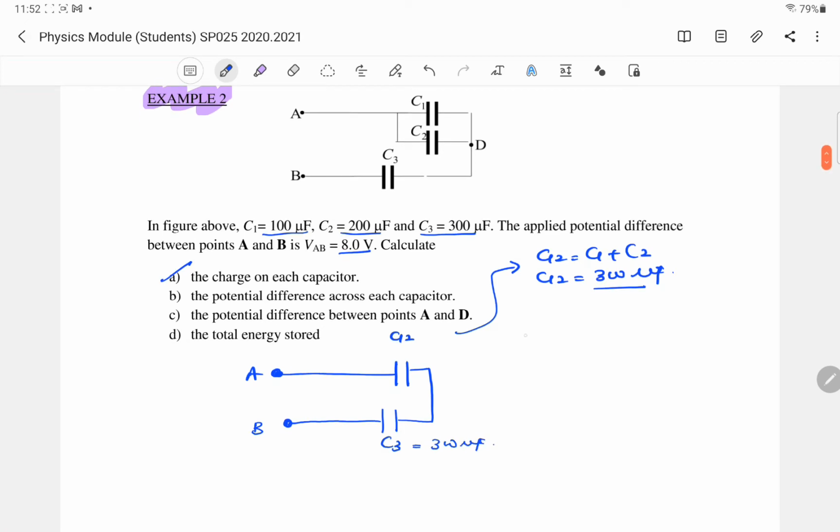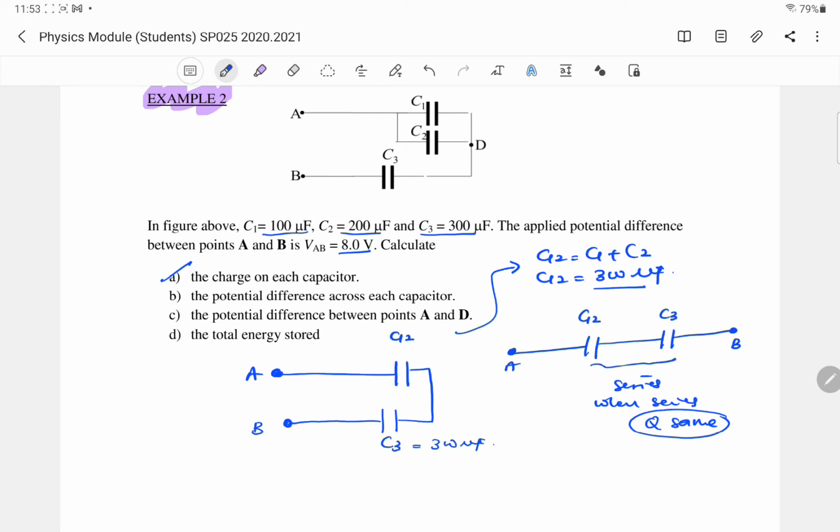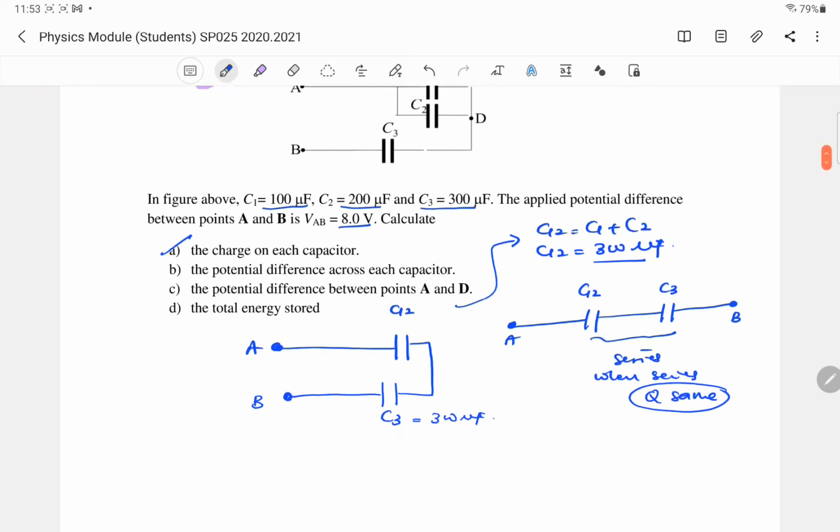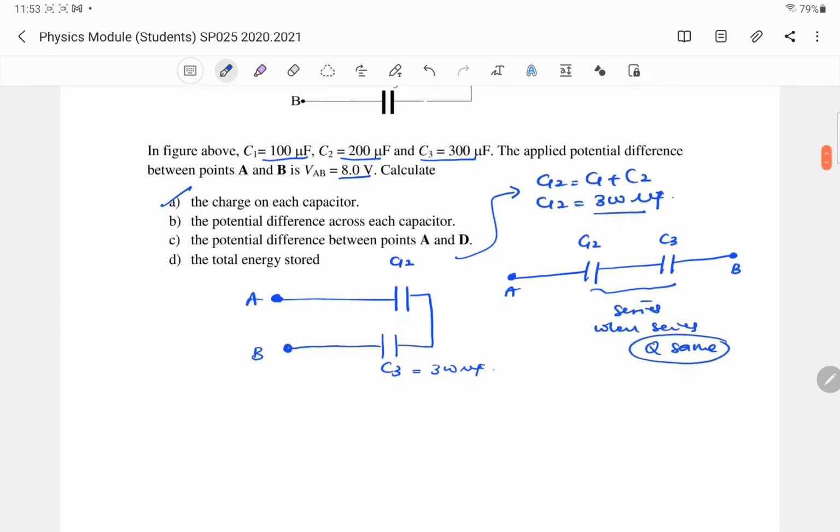Okay, so kalau kita simplifikan, kita nak buka kita punya circuit ni pun boleh. Okay, A and this one is B. So nampak kat sini C3. So kita dah nampak ini arranged in series. Okay, so when series, what is same? When series, Q is same. Alright, so we find the Q total first.